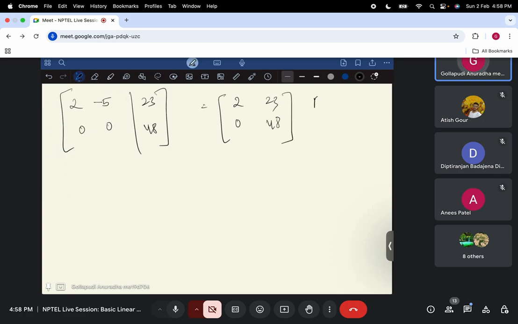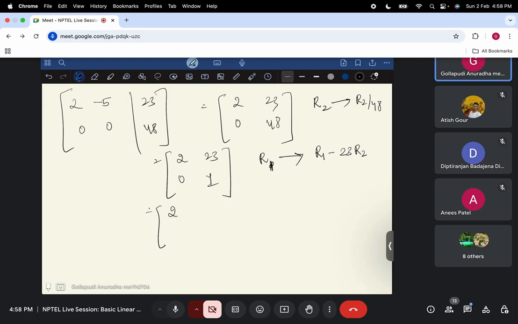Then if you make, for example, row 2 as row 2 by 48, then you can get it as 1 here. And then if you make row 1 as row 1 minus 23 into row 2, then we can get it as... And here, if row 1 is going by this operation, then we'll be getting the identity matrix here, so the rank here is 2.